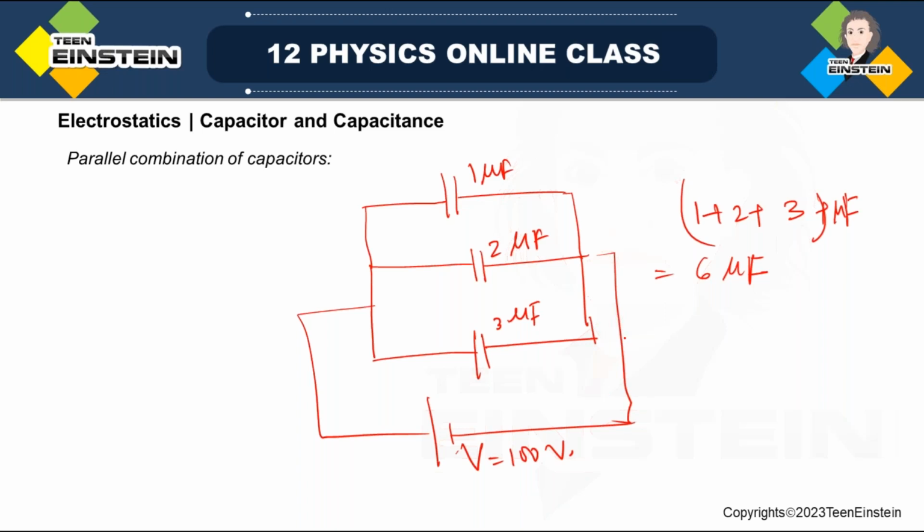Okay, so this is how you have to do it here. Charge will be, see, Q is equal to C into V. Q1 means C1 into V. Q2 means C2 into V. C3 into V. Potential is the same. Just 100 into this. All this you have to do.